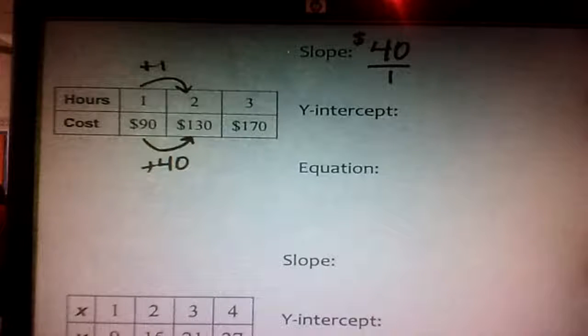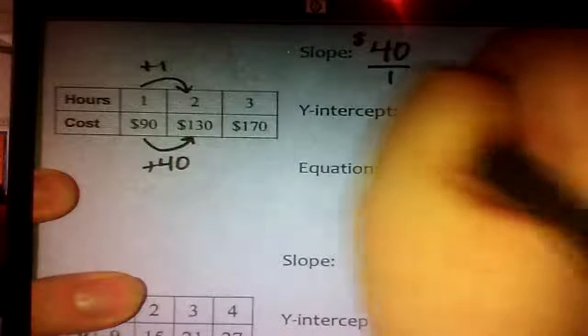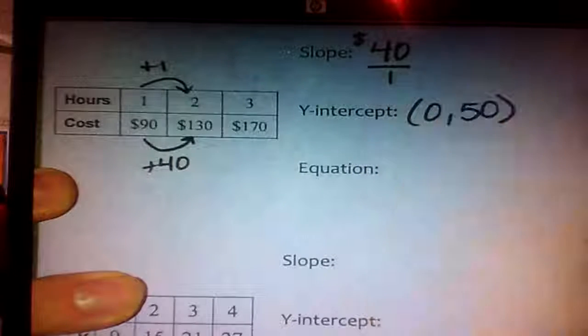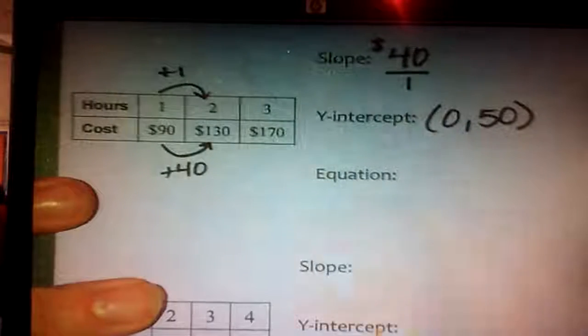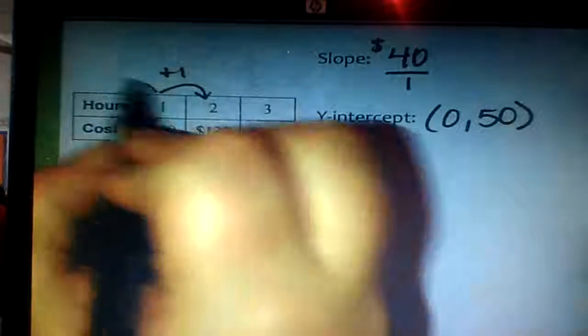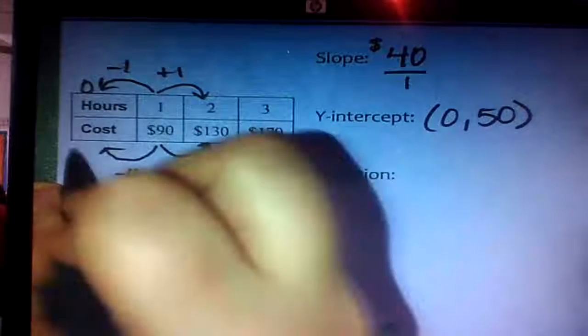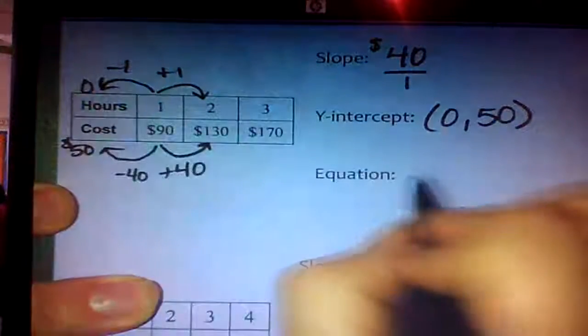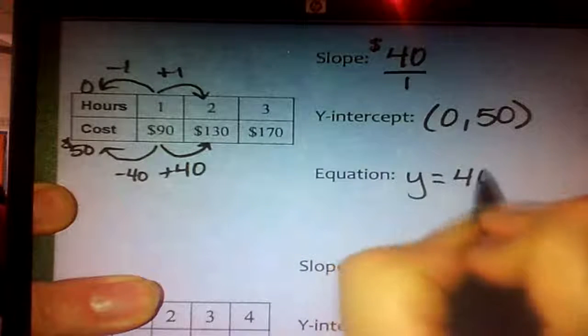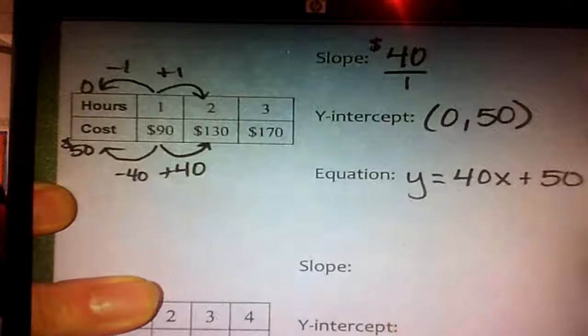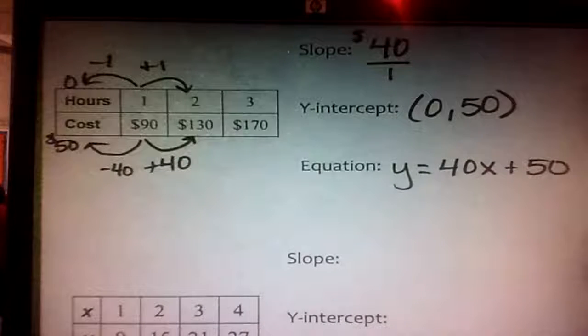Okay, how much? Y-intercept. 0, comma what? 0, comma 50. Because again, I need my x to be 0. Well, to do that, I have to subtract 1. So in order to get my money, I would actually have to subtract 40, which leaves me with 50. So y equals 40x plus 50, or 40 over 1x.